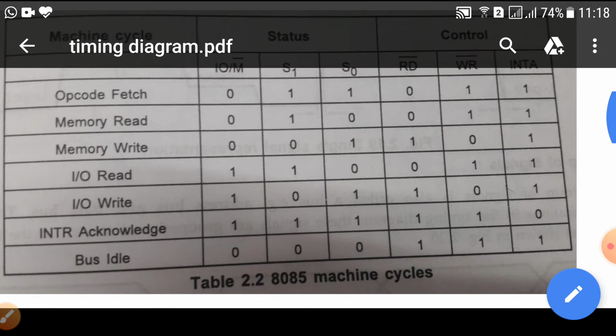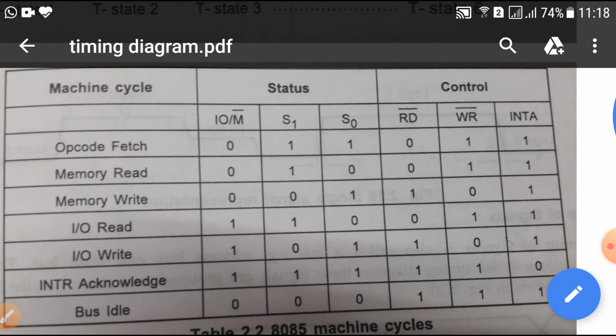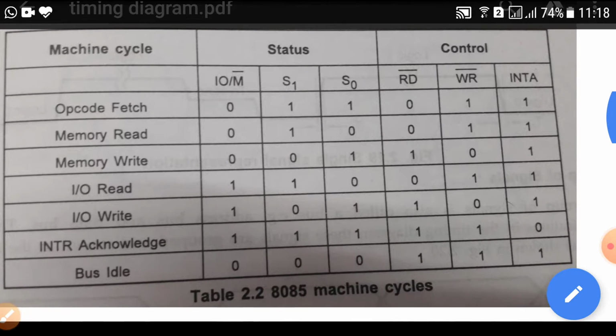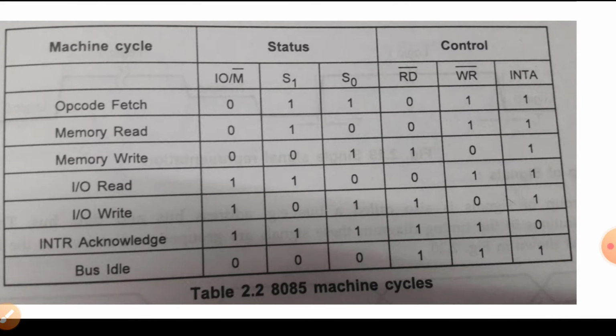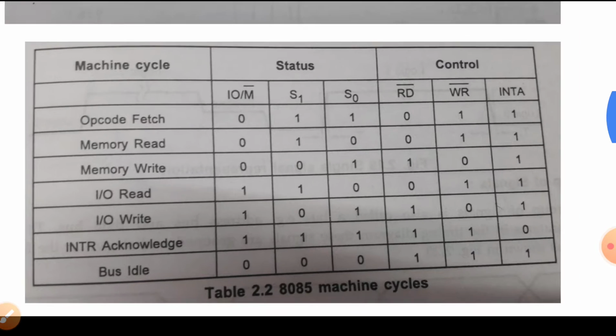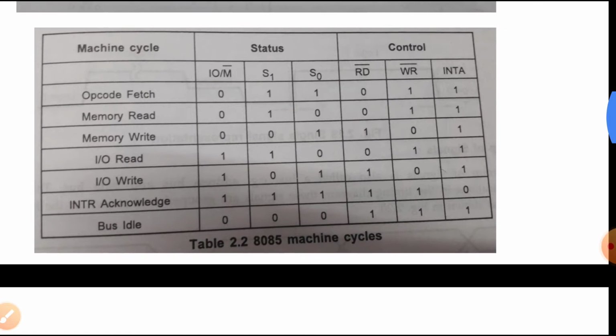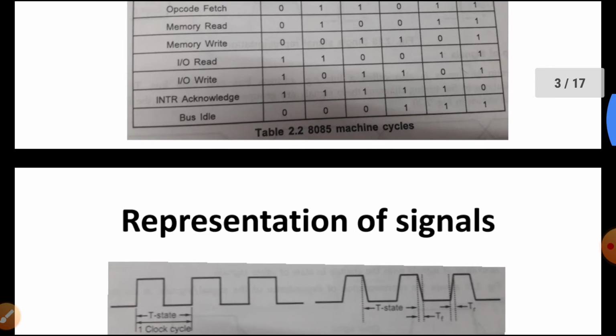INTR acknowledge: whenever any INTR signal is received by the processor, it acknowledges it through the INTR acknowledge signal. And there are certain times in which the bus remains idle, it does not have any work. So depending upon the different machine cycles, we have different status signals.